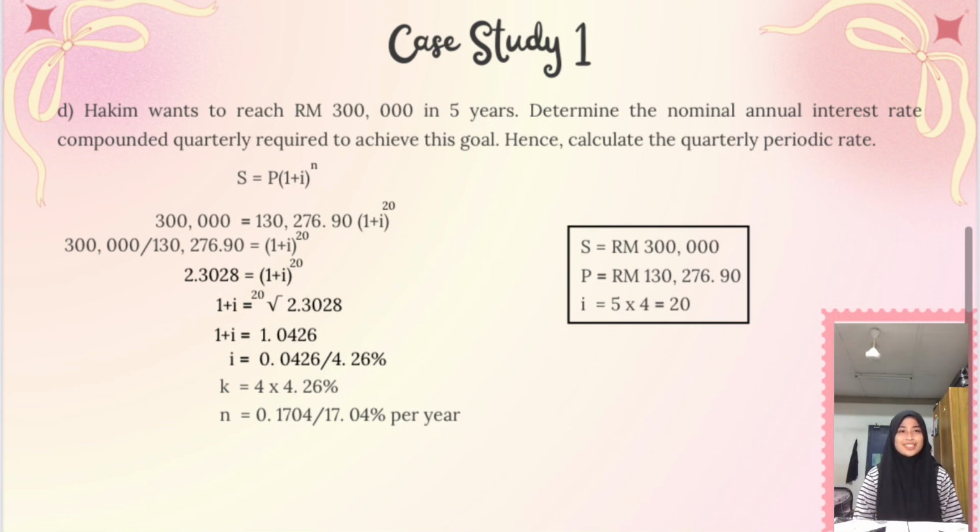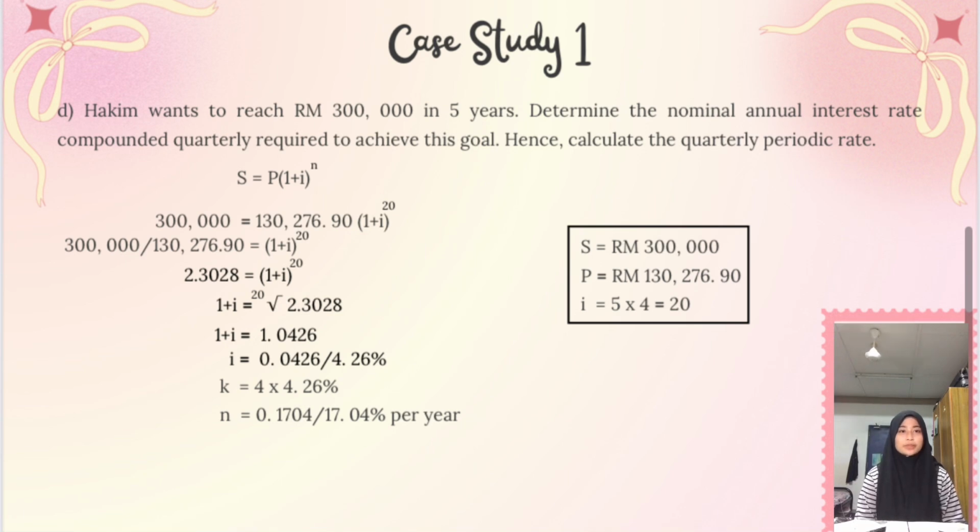300,000 equals 130,276 ringgit 90 cents times (1 + i) to the power of 20. Next, we divide both sides by the principal. So 300,000 divided by 130,276 ringgit 90 cents equals (1 + i)^20. This gives approximately 2.3028. Now, to remove the power of 20, we take the 20th root of 2.3028. So 1 plus i equals 2.3028 to the power of 1 over 20. And this gives us 1.0426.